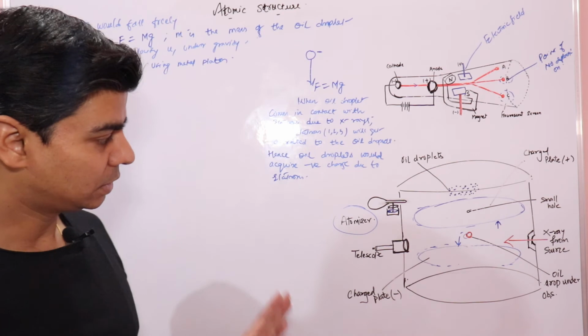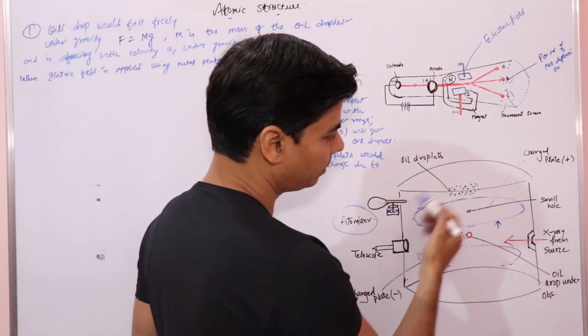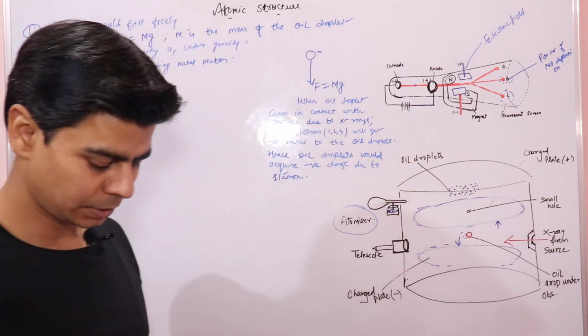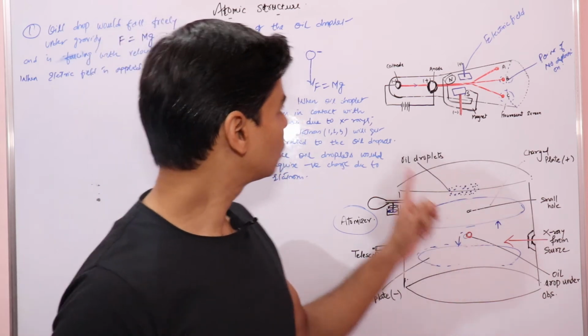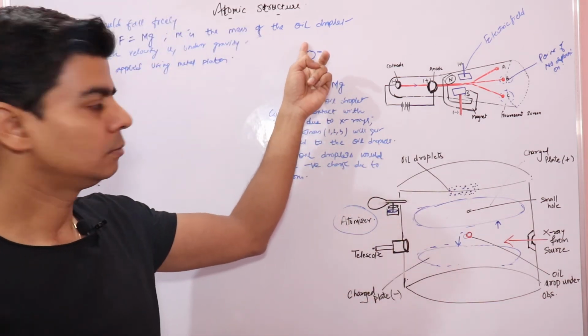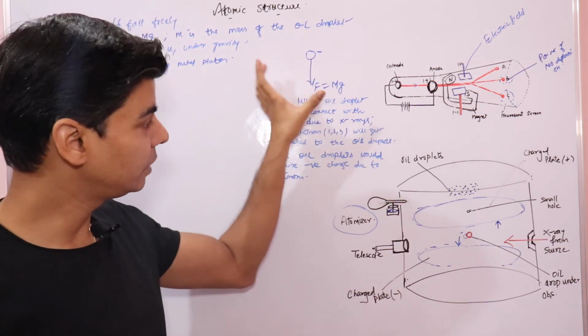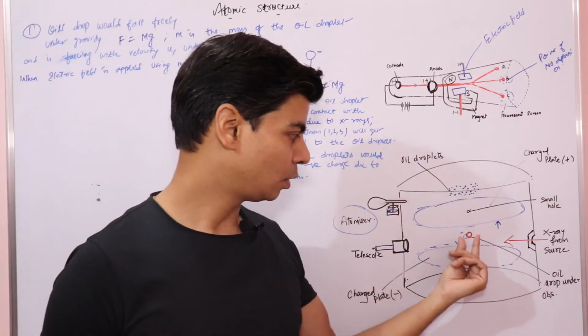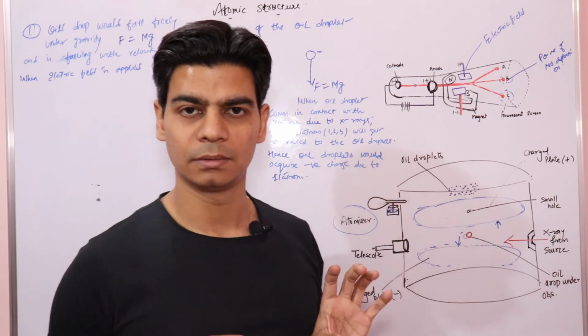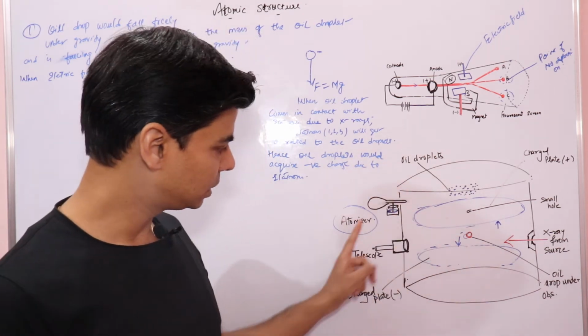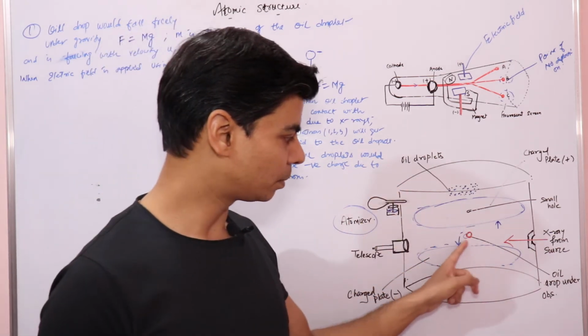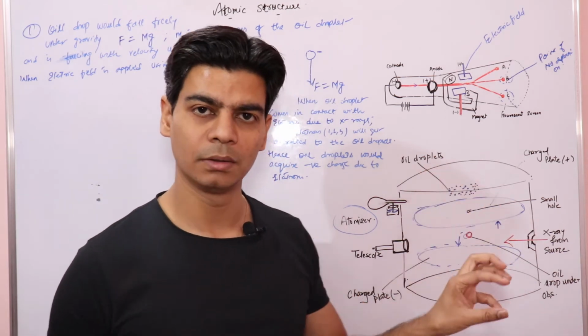So just understand one thing, by controlling the magnitude of the electric field, we can make this oil droplet fall at a faster speed or at a slower speed, or even make this oil droplet stationary, such that you can see with this telescope that this oil droplet is stationary, it's not moving, right?